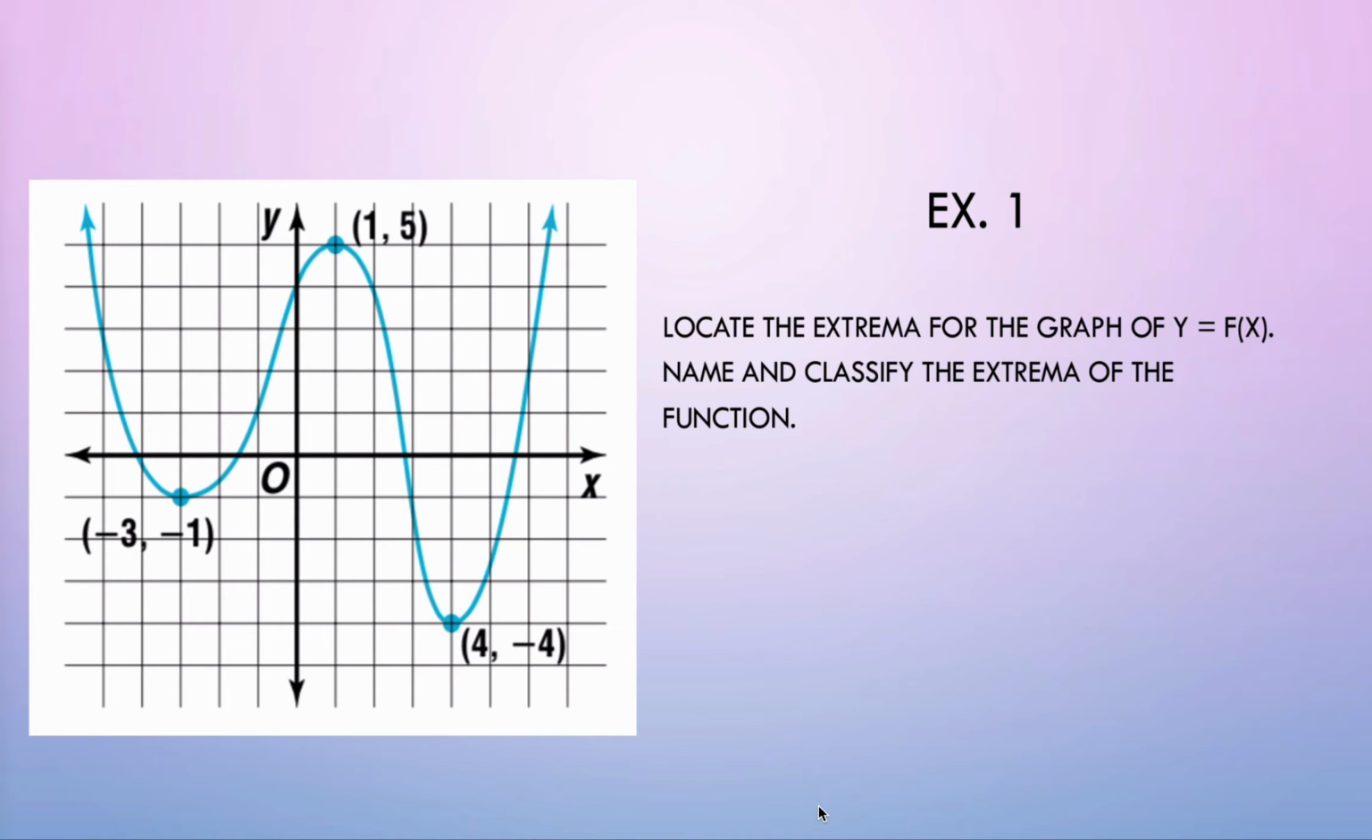Locate the extrema for the graph y equals f of x, name and classify the extrema of the function. So we have a local minimum here at (-3, -1). We have a local maximum at (1, 5), and we have an absolute minimum at (4, -4). There is no absolute max because the end behavior goes to infinity.